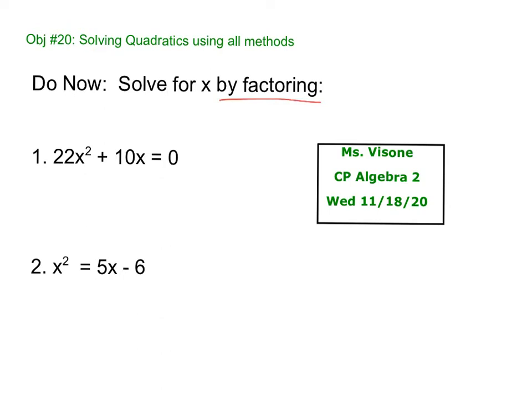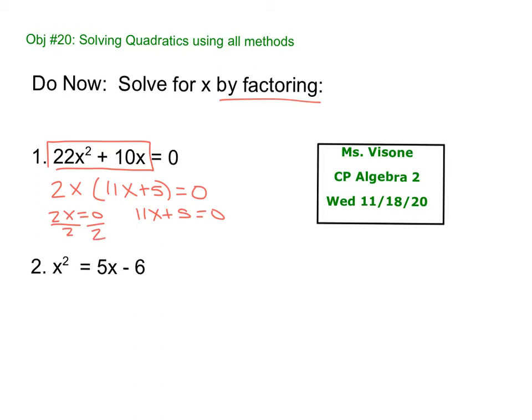Alright, so the first one, there's only two terms here, right? So that's a GCF. The GCF is 2x. So when I factor out 2x, I get 11x plus 5. We set each of these equal to 0. So 2x equals 0, 11x plus 5 equals 0. Divide by 2, and we get x equals 0. Subtract 5 on both sides. 11x equals negative 5. Divide by 11. So those are my two answers. So factor GCF.